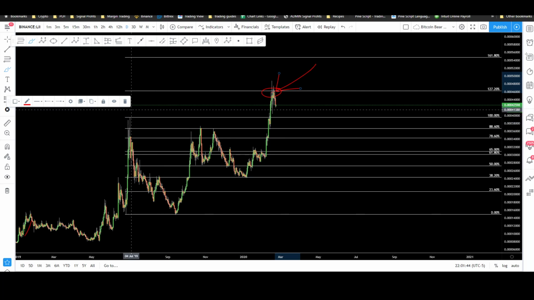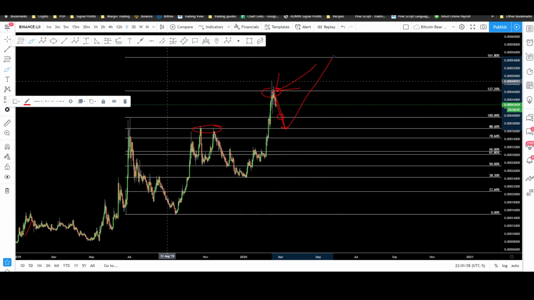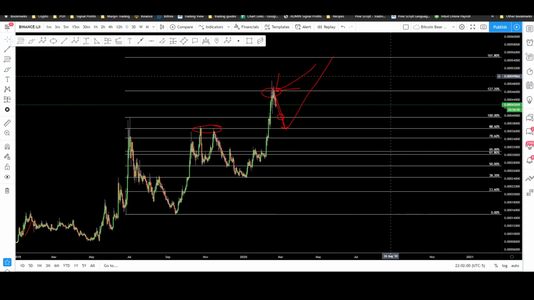So now what we can see is we've got this level right here. So it makes sense that we would probably come back and test this level. We may bounce here, but most likely we'll probably test this level just because that was the previous resistance. So I'd be looking for something like that, where then we bounce and then come up and test the 1618.